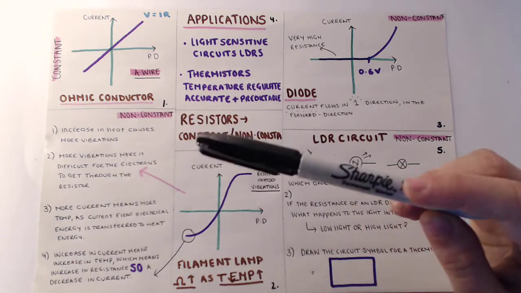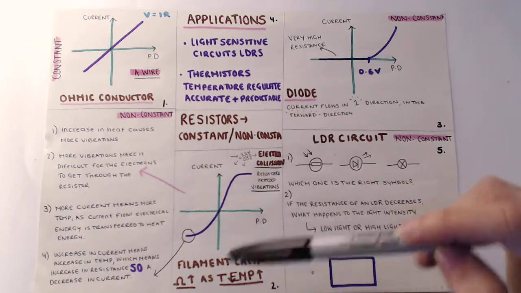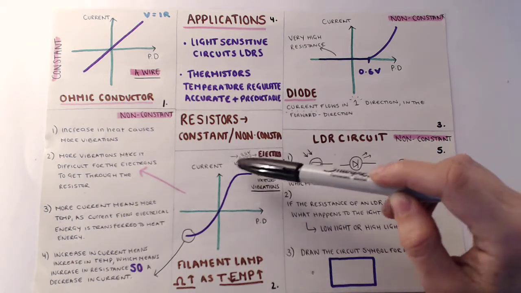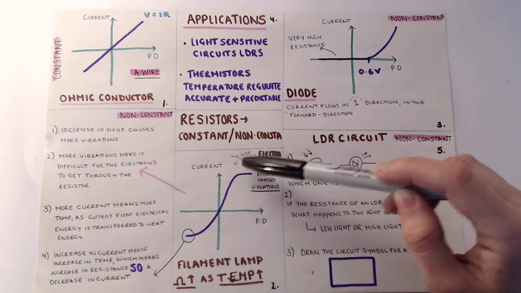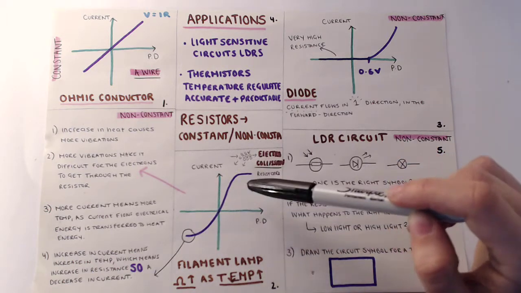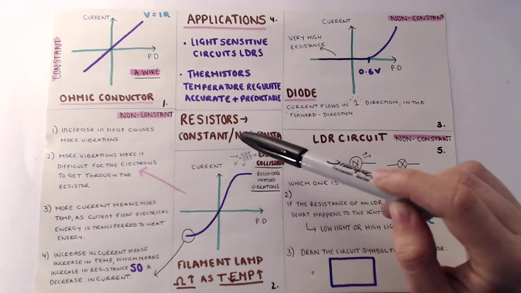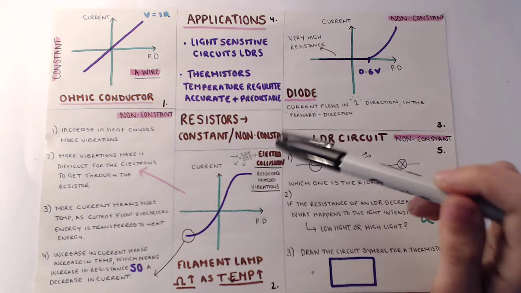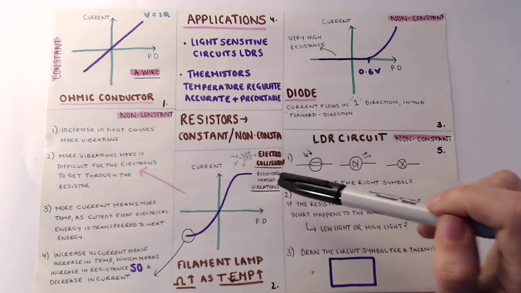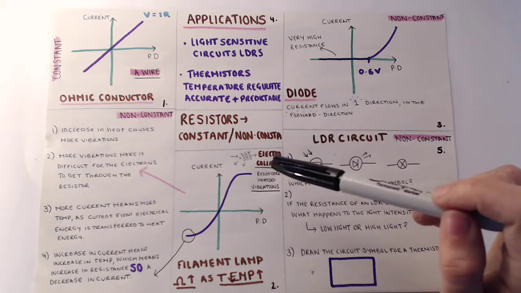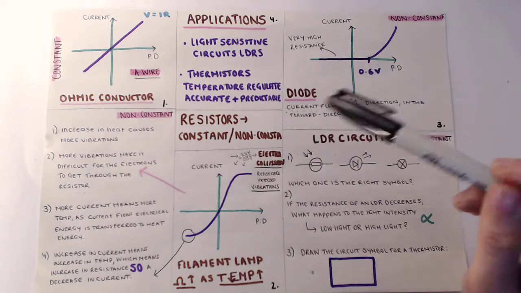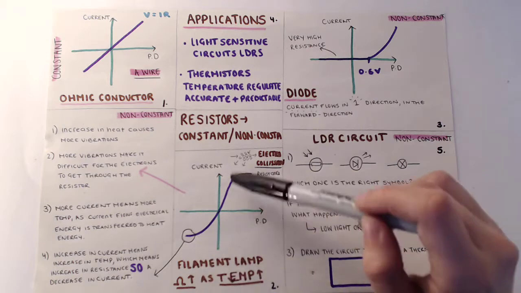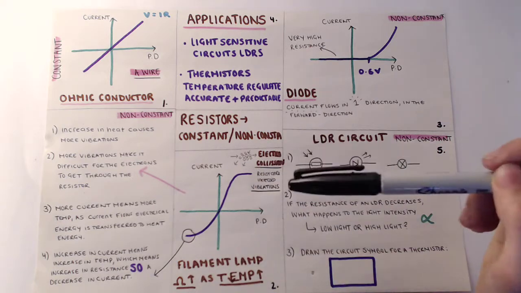Now, what's happening in a filament lamp is that as the resistance increases, so does the temperature. So if you think about your filament lamp as loads and loads of little electrons, as you increase the current, as you increase the temperature, you're going to get more vibrations, and those vibrations are going to increase the resistance. So as the resistance increases, your current is going to tail off, and that's what it does on both ends. So this is what happens when your resistance is too big.